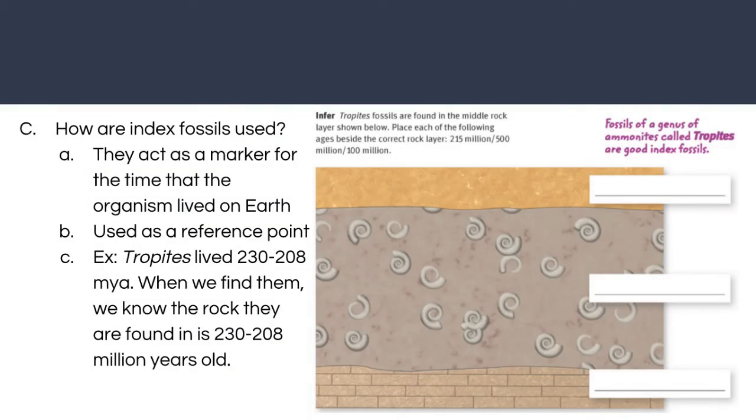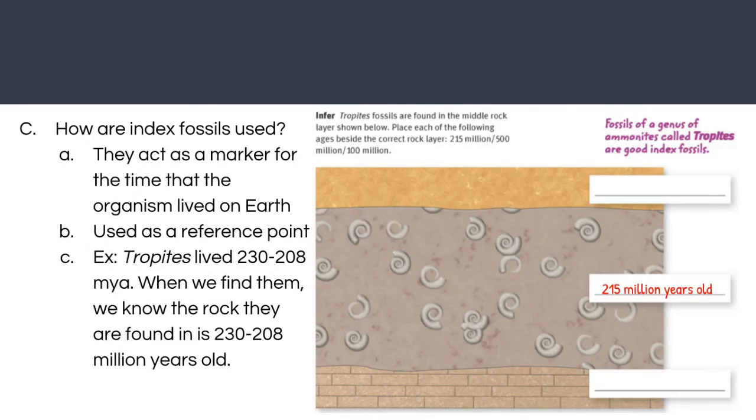So this is an example from the book here. It wants us to figure out these little squigglies. Those are tropite fossils. It wants us to figure out the ages of the rock layers. It says place each of the following ages beside the correct rock layer: 215 million, 500 million, 100 million. Well, knowing what I know about tropites, they didn't live for a very long period of time, but they were very common when they did live. I know that they lived between that 208 and 230 million year range. So the layer where I find my tropite fossil is probably that 215. So 215 million years old is where I'm going to find that fossil.